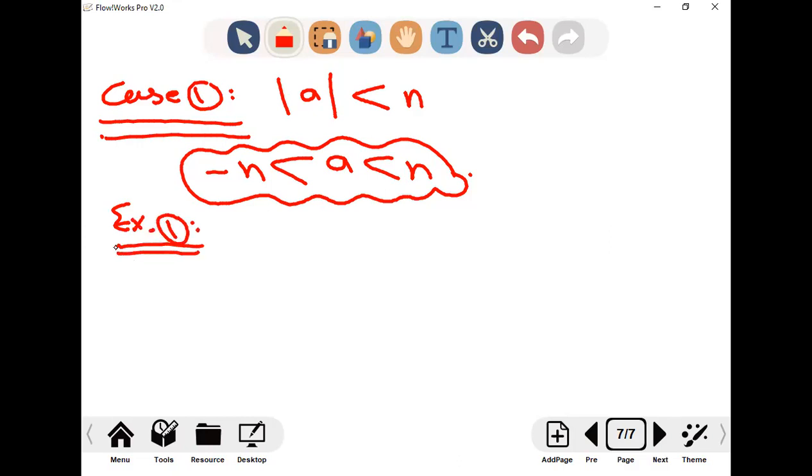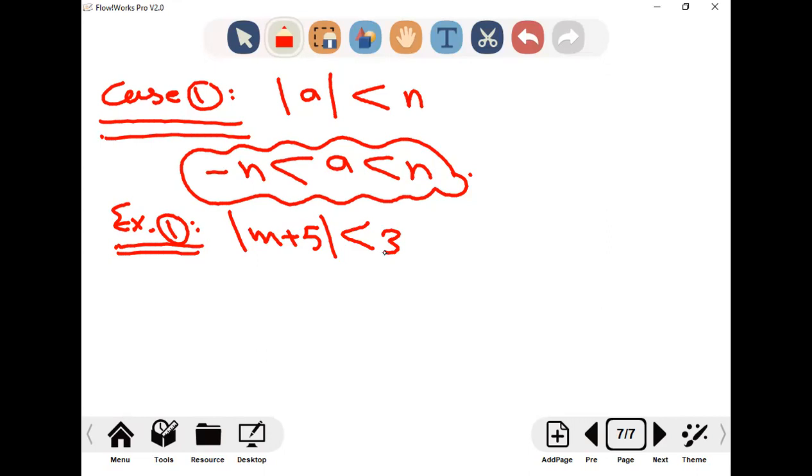In example 1, we solved the inequality absolute value of n plus 5 less than 3, right? Look at the board, please. Don't copy, don't do anything. Just look at the board.